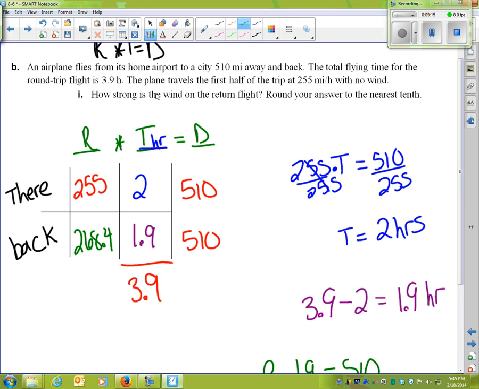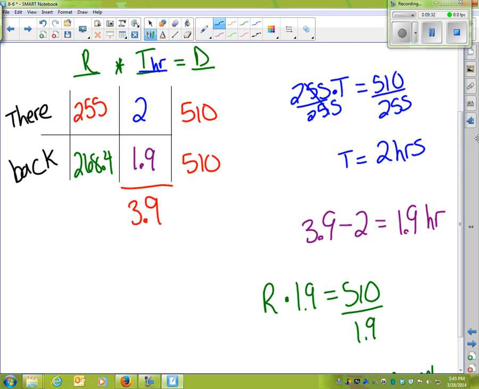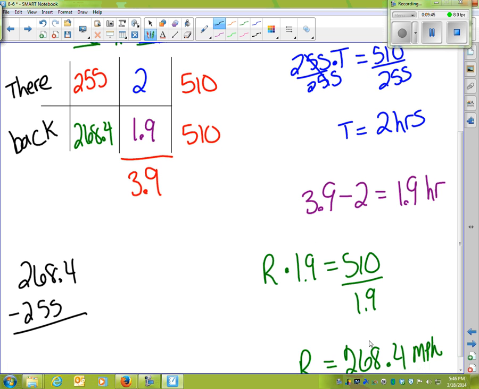It says, how strong is the wind on the return flight? Well, my trip home was 268.4. The original flight with no wind was 255. So to figure out how strong the wind is, we just need to subtract the two. Take 268.4 minus the 255 will give me how strong the wind was. And it was 13.4 miles per hour.